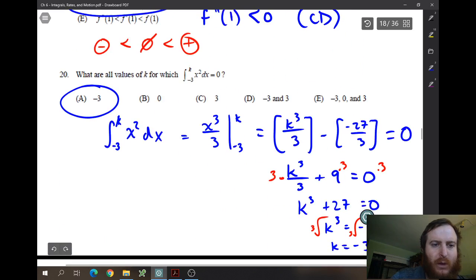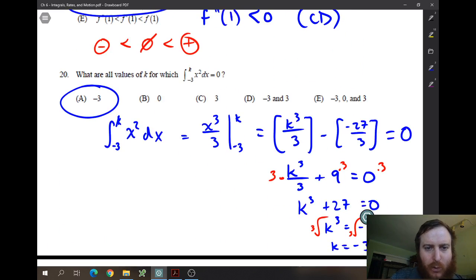Okay. What are all the values of k for which the integral from -3 to k of x squared is 0? Again, same thing I said before: just do the integral and plug in k as if you would plug in a number. So we have x cubed over 3. Plug in k cubed over 3 minus -3 cubed, which is -27 over 3. We get k cubed over 3 plus 9.